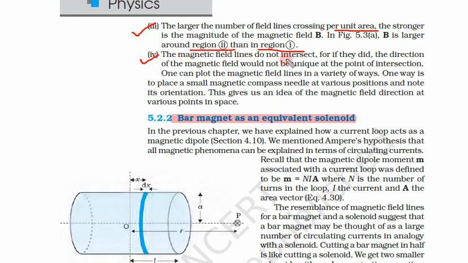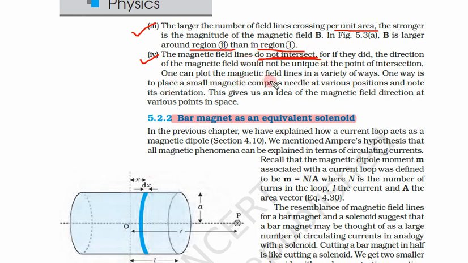The magnetic field lines do not intersect. So these lines will not cross each other. For if they did, the direction of the magnetic field would not be unique at the point of intersection. So definitely there would not be a unique direction. So hence they will never intersect.